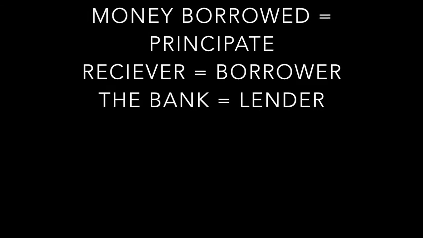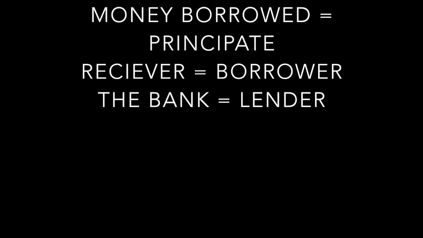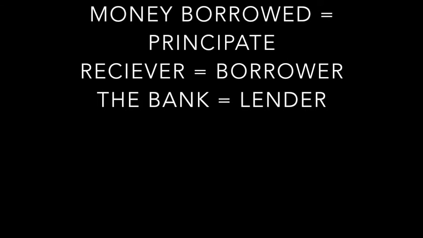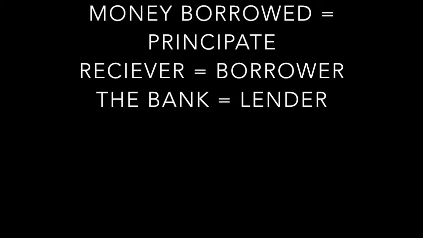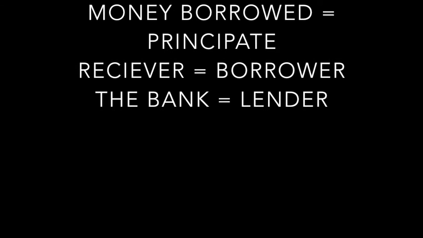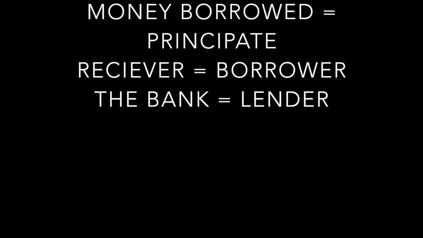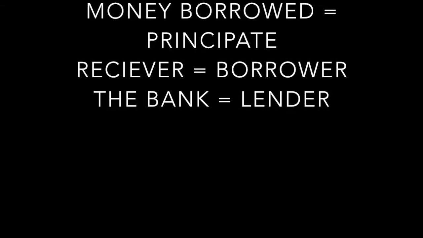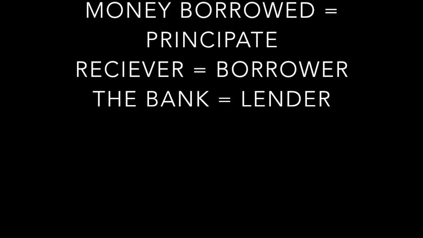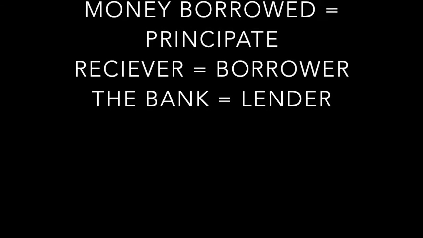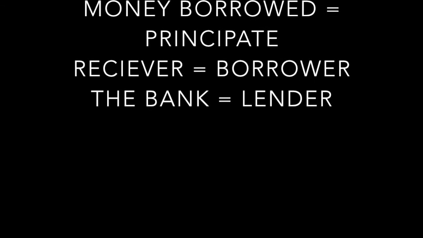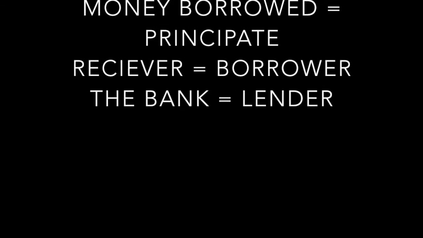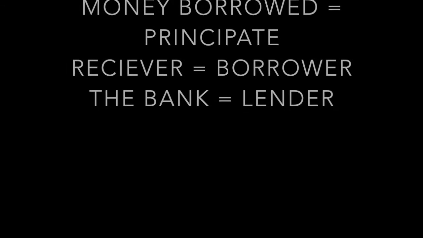The one who receives the money is called the borrower. The one who gives out the money, which is the bank, is called the lender. And then the formula for the interest is I equals PRT, where I is the interest, P is the amount of money that is borrowed, which is called the principal, R is the interest rate, and T is the time.